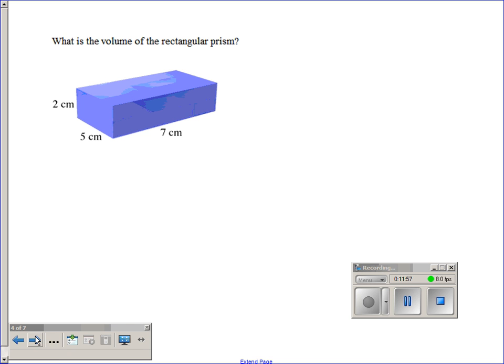Who can tell me the volume? Shh. It's 70 what? Shh. Okay, what's the area of the base? 35. The area of the base?